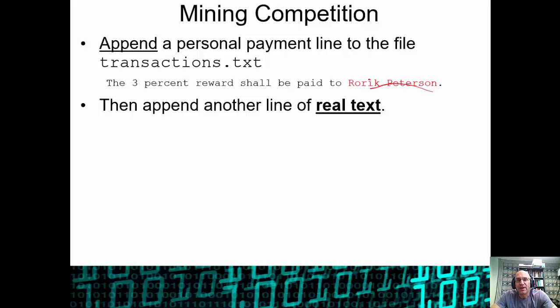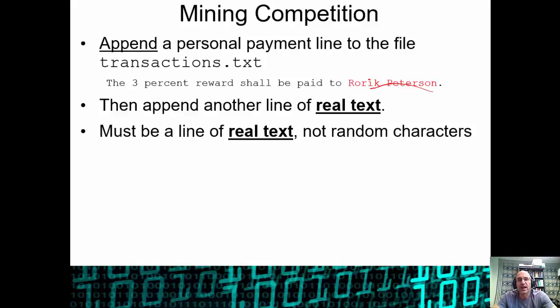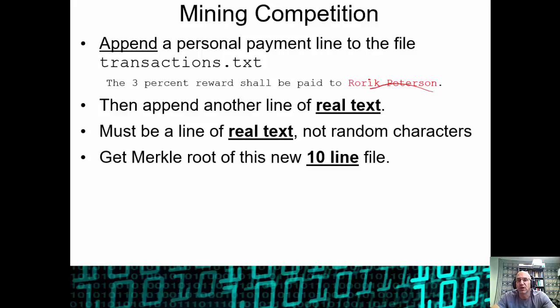And that's going to be line 9, because there's 8 lines in the text file. And then you're going to append another line. This is going to be functioning as our nonce of real text, any sort of text that you want. Can't be random characters, but like some words in there. And then what we're going to do is find out who can find the smallest value, the lowest value hash of those 10 lines of text. So you're going to be essentially getting a Merkle root of now 10 lines of text for the competition.